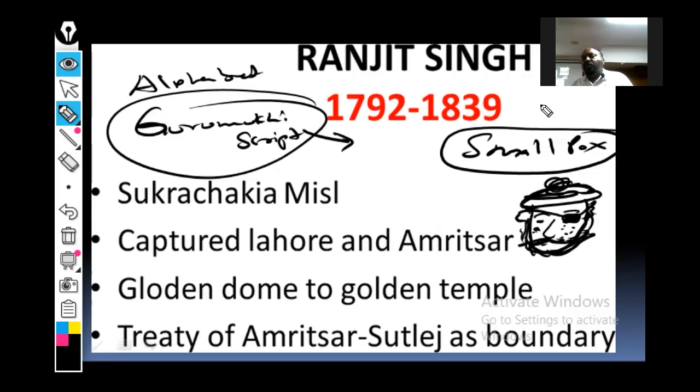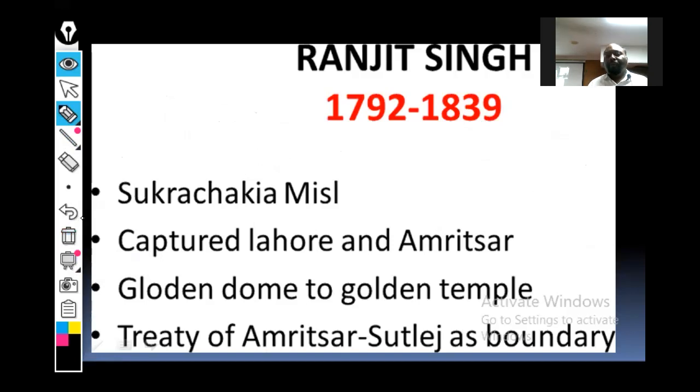Punjabis won. In 1792, when he was around 12 or 13 years old, his father died. When his father died, he had to succeed, which is why many books give 1792 as the year of ascension. But he was a small boy and had not yet reached adulthood. So the Sukrachakia Misl was controlled by a council of regency. What do you mean by council of regency?